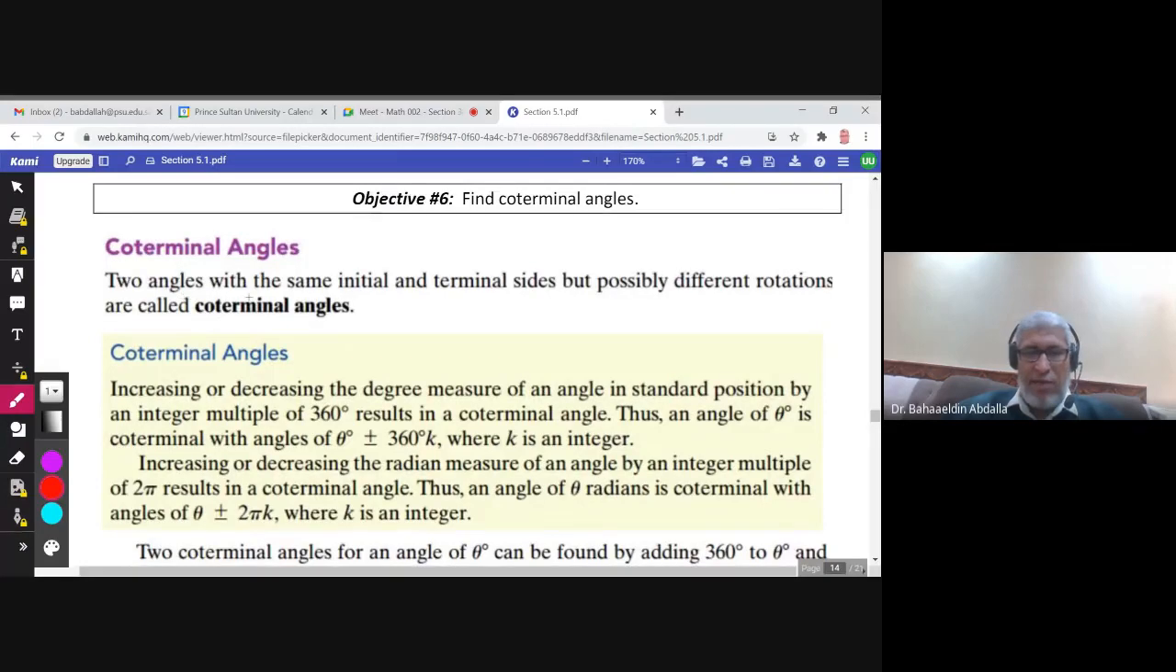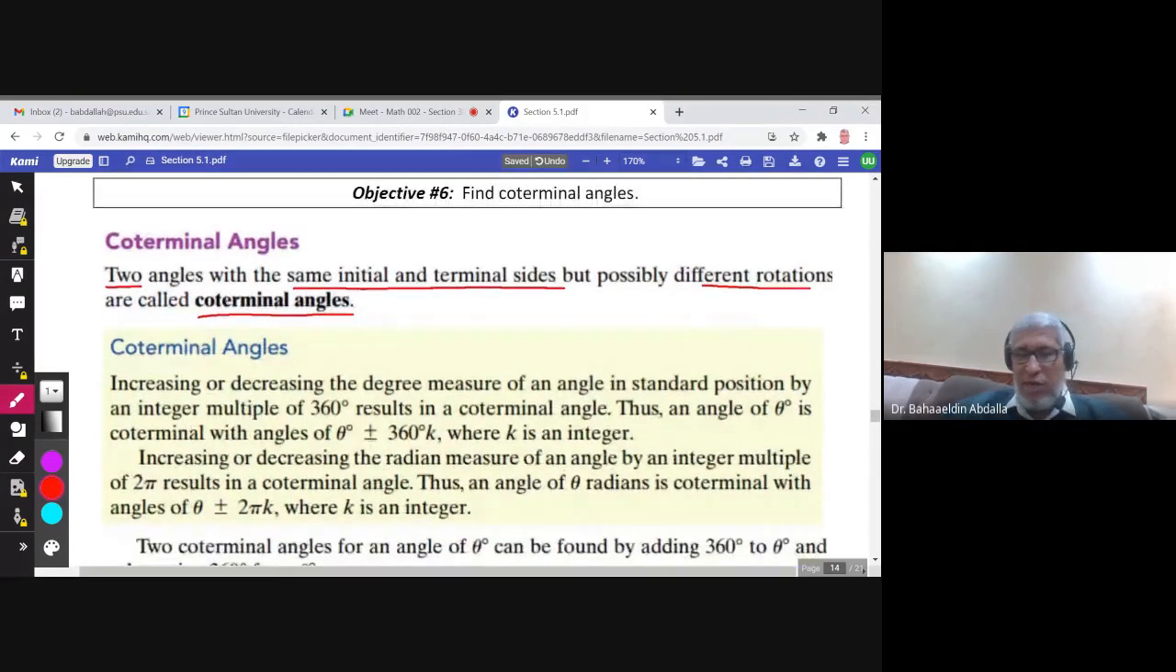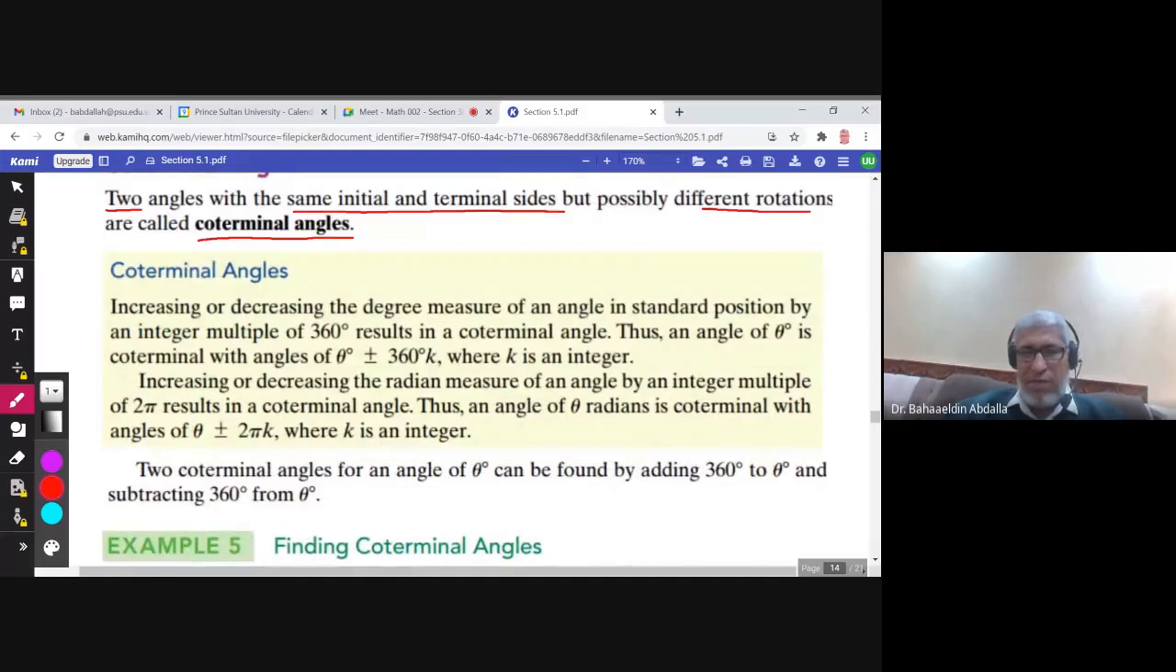The angles with the same initial side and terminal sides, but possibly different rotations, are called coterminal angles. Both these two angles, you put them in a standard position. When you put them in a standard position, the initial side would be always on the positive x-axis. So all angles in a standard position have the same initial side. If they also have the same terminal side, we call them coterminal. Coterminal means they have the same terminal side.